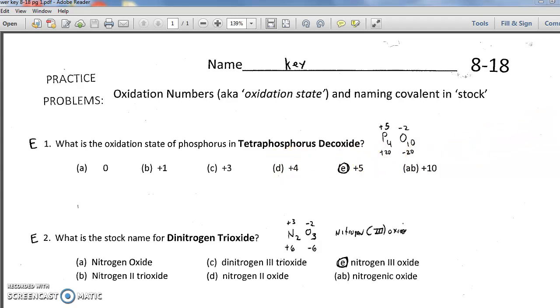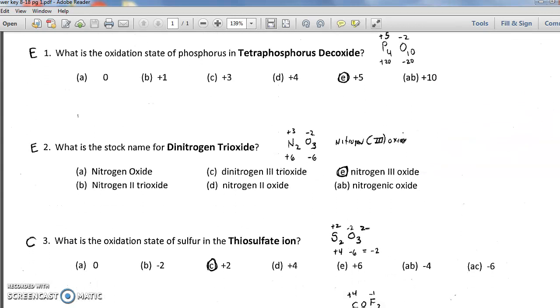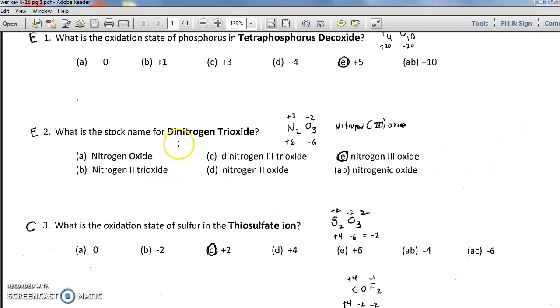Question number 2, what is the Stock name for dinitrogen trioxide? Dinitrogen is N2, tri would be O3. Oxygen again gets its oxidation number. It's the second highest at 3.5. Nitrogen's 3.0, so the oxygen gets its -2.